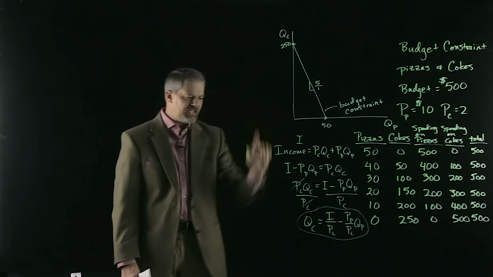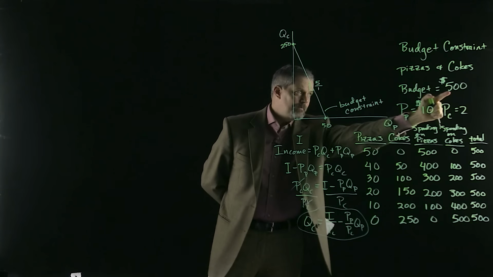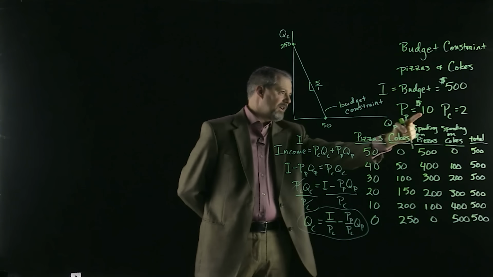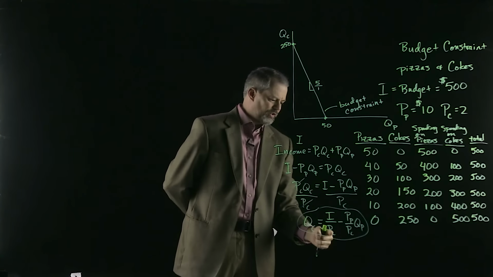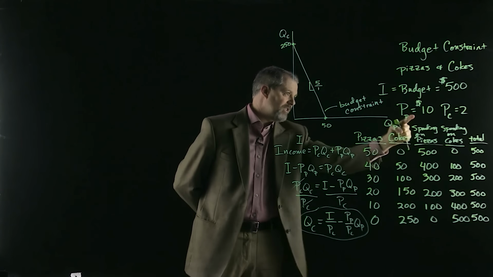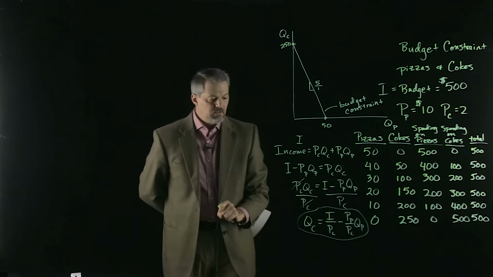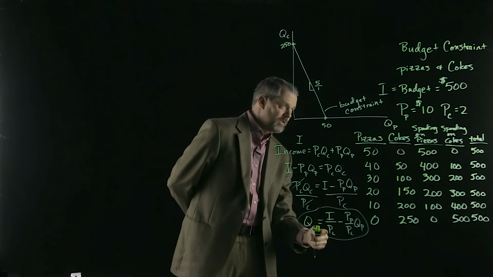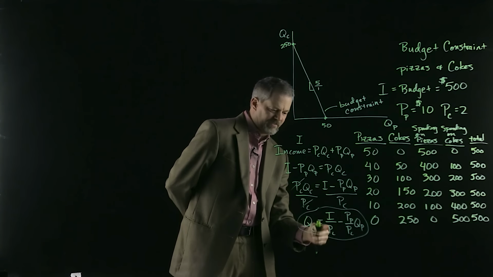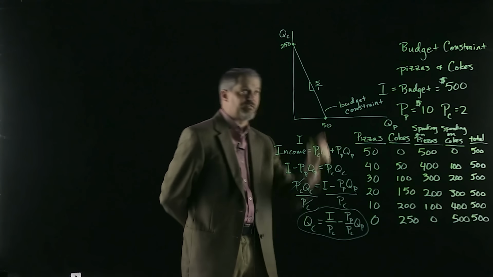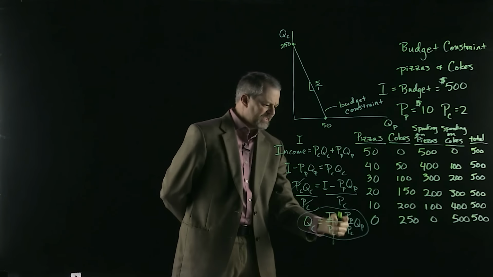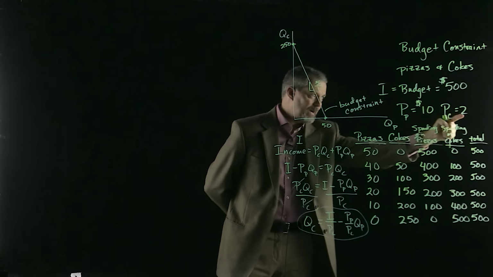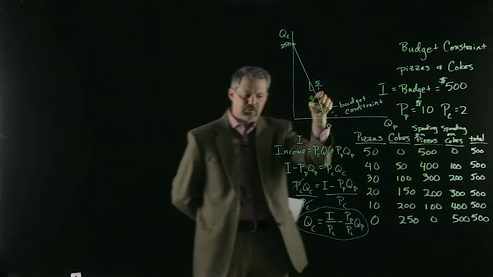If we were to plug in our income, which is equal to 500, the price of Cokes, 2, and the price of pizzas, 10, then what we would get is our income, 500 divided by the price of Cokes, 500 divided by 2 would be 250. This is your vertical intercept, 250. This is the slope, the price of pizzas divided by the price of Cokes. 10 divided by 2 is 5. That's where that slope comes from.